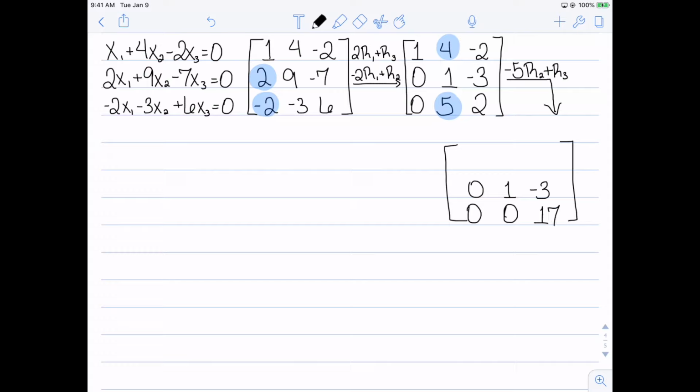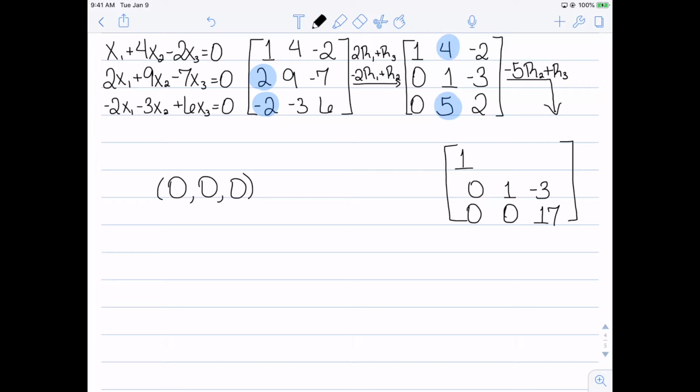And while I haven't finished reducing my matrix, I am going to stop here, mainly because I already know I have a pivot in the first row, first column. I have a pivot in the second row and second column, and this 17 means I'm going to have a pivot in the third row, third column. So every column has a pivot. There are no free variables. So this particular system only has the trivial solution. You can continue the process and continue reducing it, and you'll get the same answer.